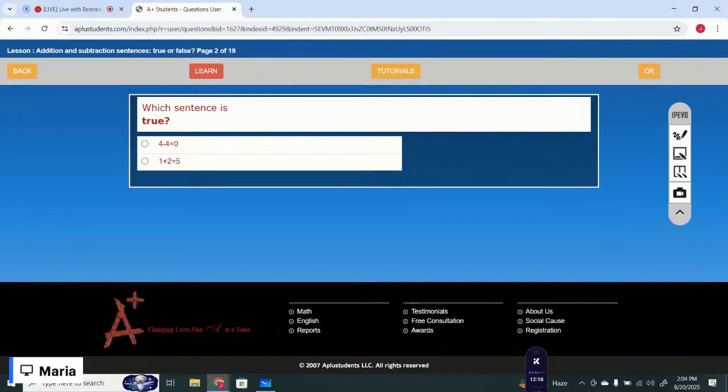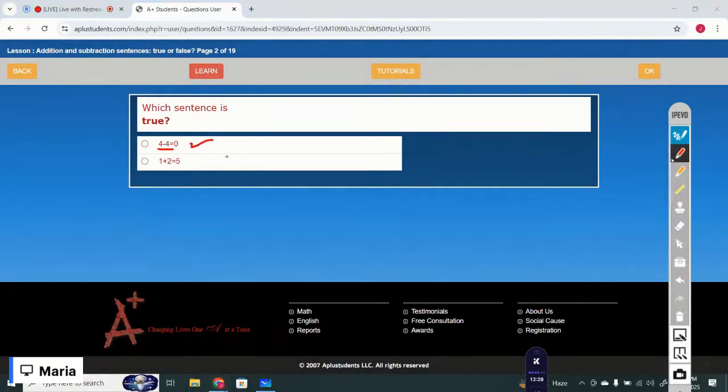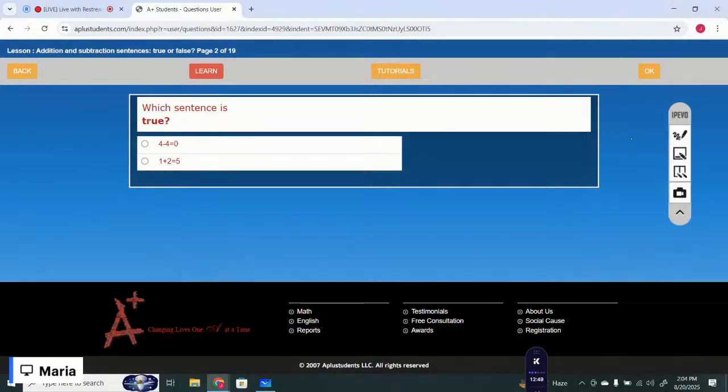Which sentence is true? 4 take away 4 is 0 and 1 plus 2 equals 5. Let's just see which is the correct option. 4 minus 4 is 0. So both sides are exactly equal, right? So 1 plus 2 is 3, and 3 is not equal to 5. Option number 1 is the correct option.